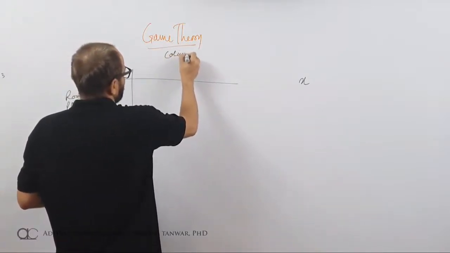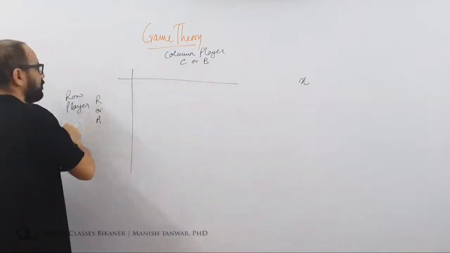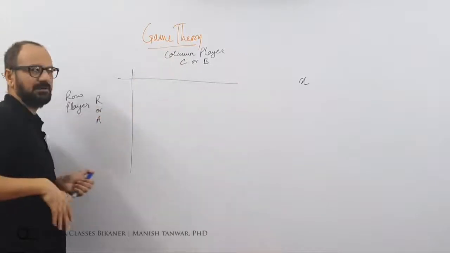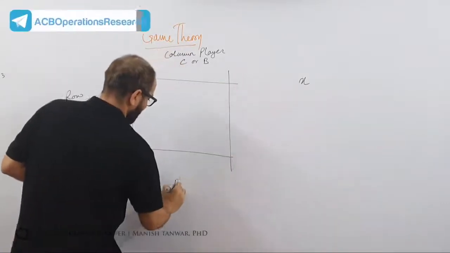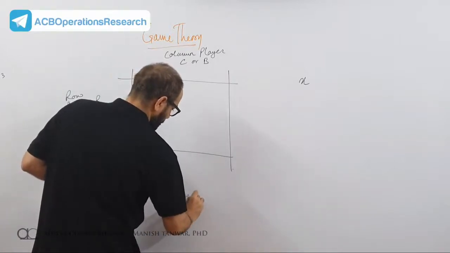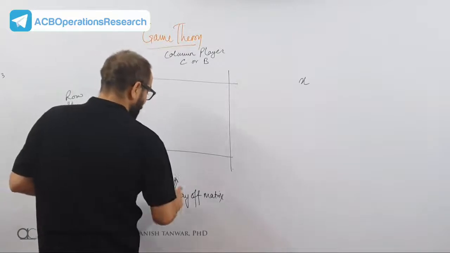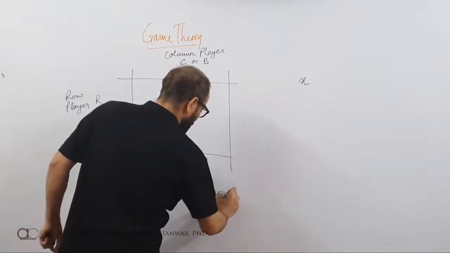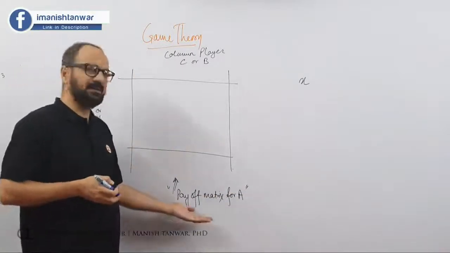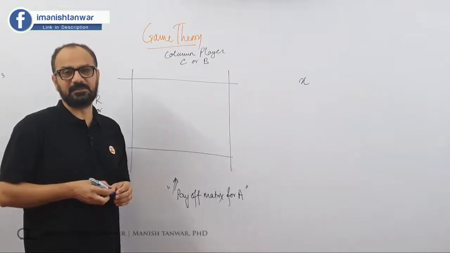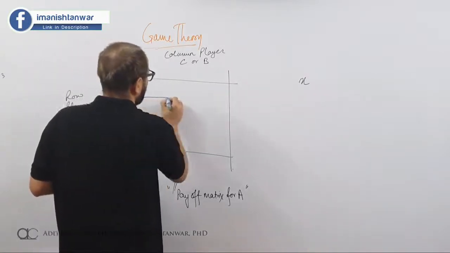Similarly, we have a column player. He is called either C or B. R indicating row player, C indicating column player, or you could simply call them A and B. We have player A, player B. This is called their payoff matrix, and the payoff matrix specifically for A. Whatever I will be writing over here is the payoff matrix from the perspective of A. This game is written according to the row player. What do you mean by the game is written according to the row player?